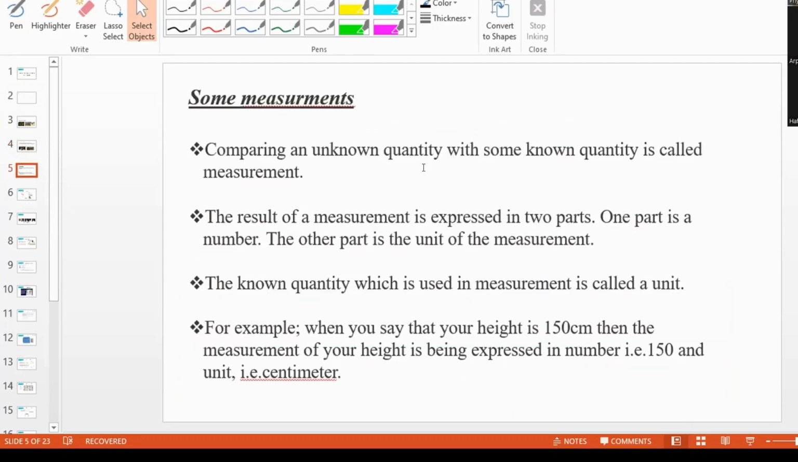Okay, so we will understand what measurement is. Measurement is comparing an unknown quantity with some known quantity. I'll give you an example. You went to a market and you wanted to purchase 1 kilogram of tomatoes.